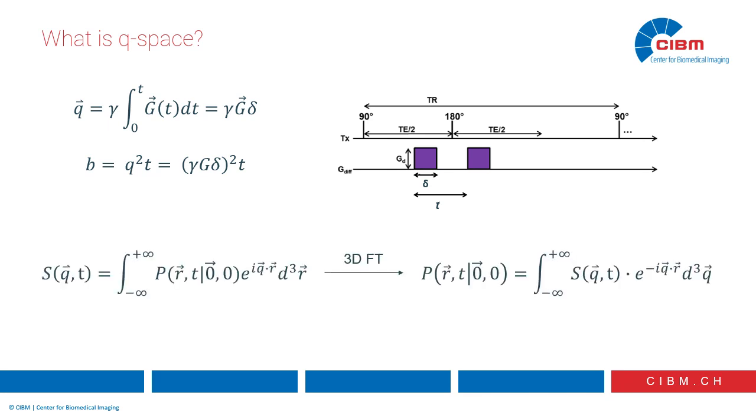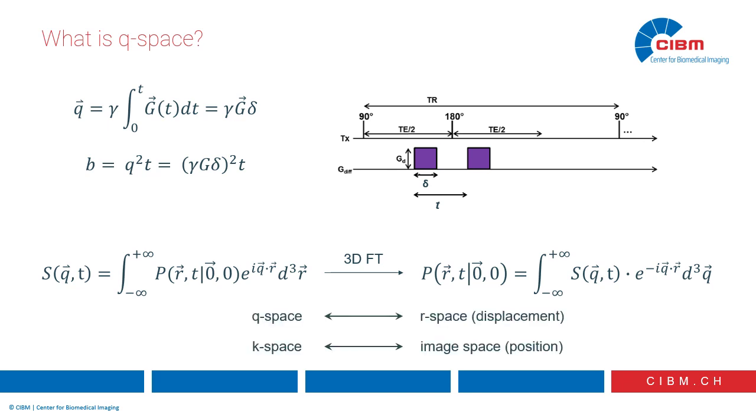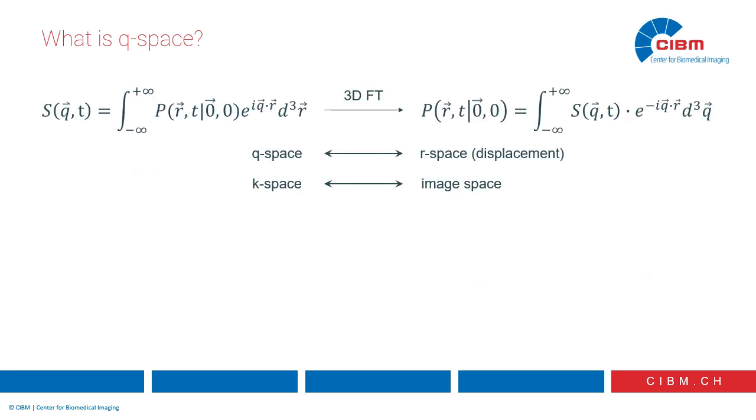Now, there is also a very nice analogy between Q-space and the displacement field, as with k-space and image space, which encodes for the position when we think about MR imaging. And so if we sample Q-space with enough samples, we can actually take the 3D Fourier transform and reconstruct this displacement probability function of water molecules inside that voxel, which can be a very interesting quantity.